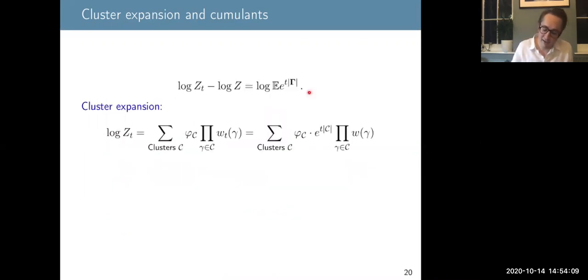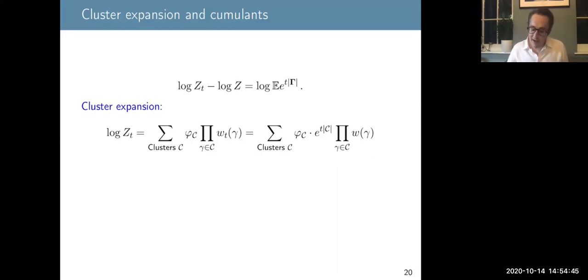Here I've just written that last line again to remind you. The cluster expansion is again just the sum over clusters times this real number phi of c, doesn't matter what that is, times the product of the weights of all the polymers in my cluster, these new weights. I'm just writing out the definition, and I get this extra factor e to the size of my cluster. So this is just an exponential tilting of my original cluster expansion.